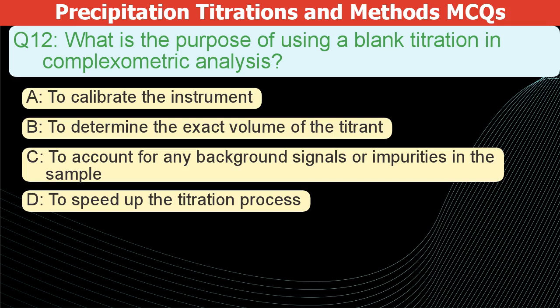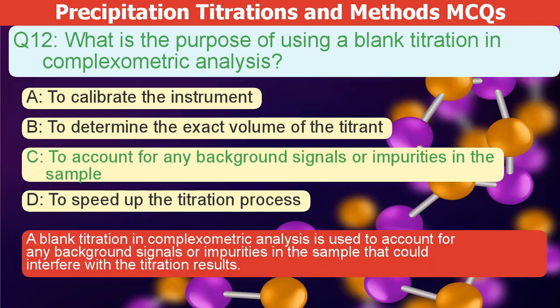What is the purpose of using a blank titration in complexometric analysis? A. To calibrate the instrument. B. To determine the exact volume of the titrant. C. To account for any background signals or impurities in the sample. D. To speed up the titration process. The correct answer is C. A blank titration in complexometric analysis is used to account for any background signals or impurities in the sample that could interfere with the titration results.